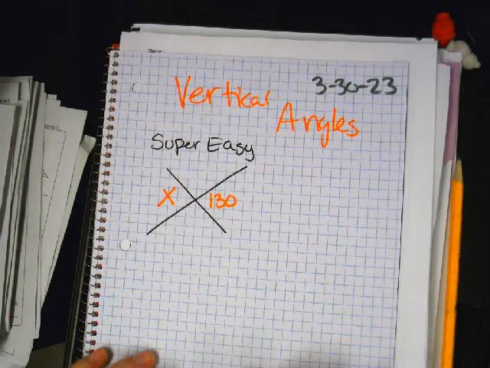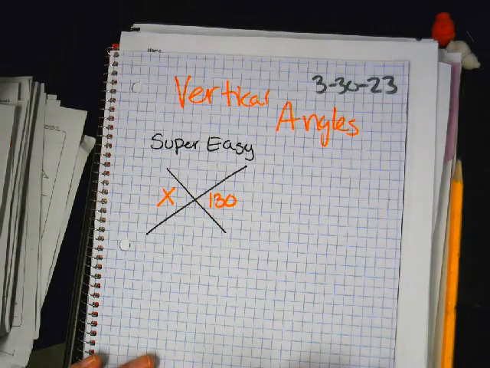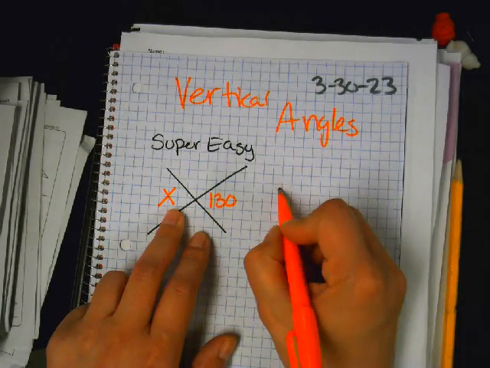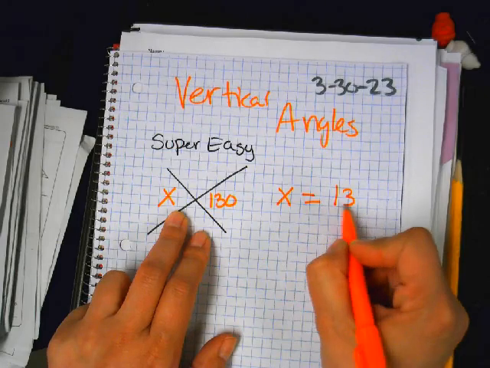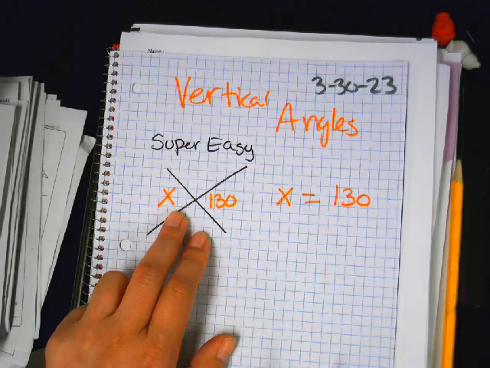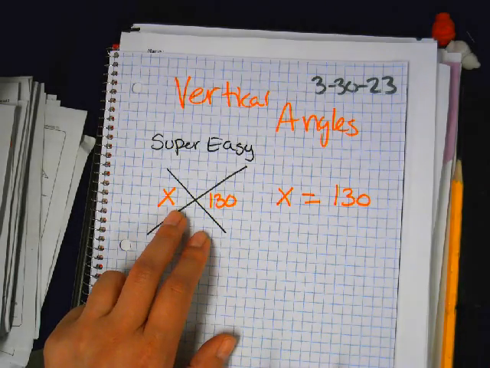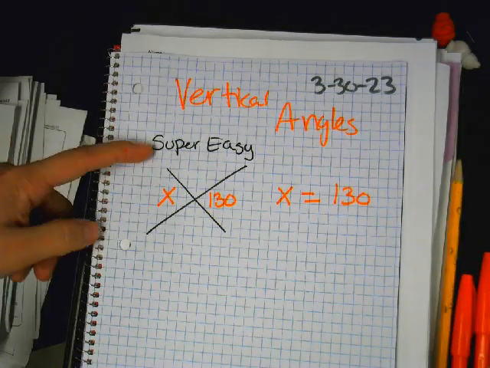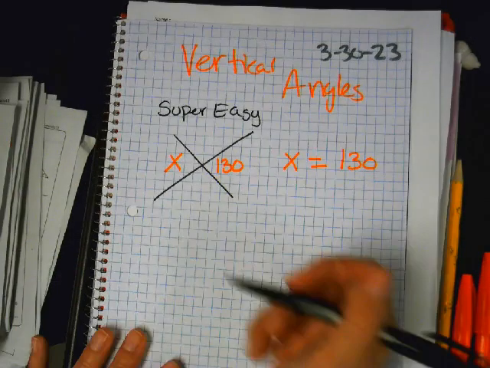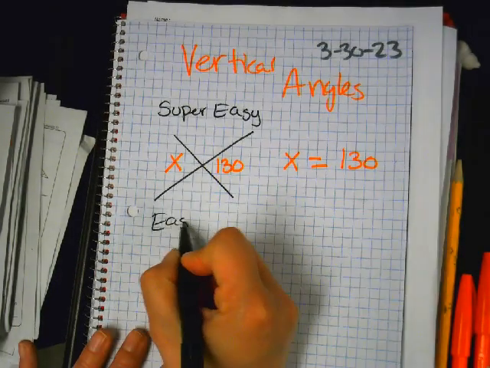And what's super awesome about vertical angles? They're equal to each other. So x is equal to 130. They're not equal to 180 when I add them. They're literally equal to each other. So there's no math involved. Okay? That's the super easy level. Now let's go into the easy level.